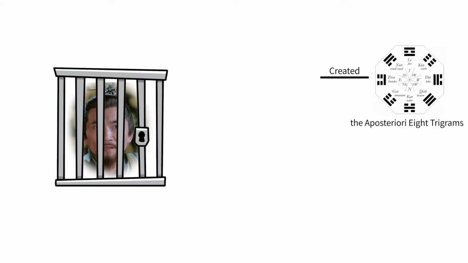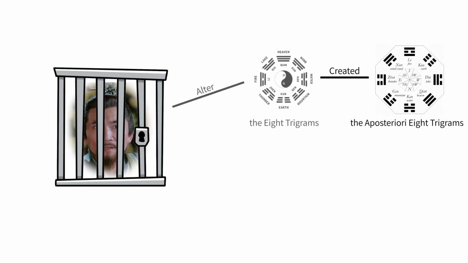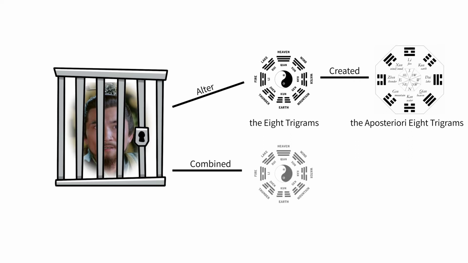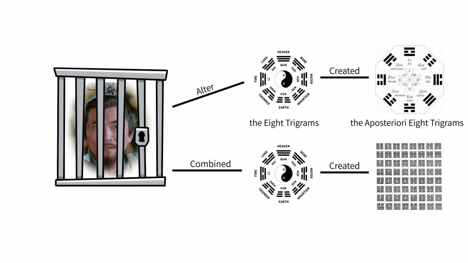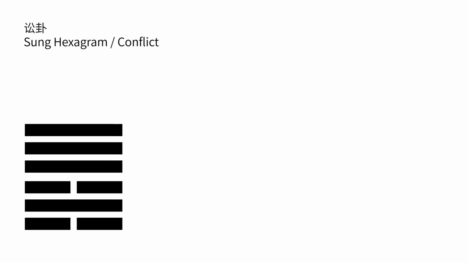While Ji Chang was in prison, he had nothing to do. He created the posteriori eight trigrams by modifying the eight trigrams and combined the eight trigrams in pairs to create the 64 hexagrams. He also wrote the judgment for each of the 64 hexagrams to explain the trend and meaning of each hexagram. Let's take Song hexagram as an example.